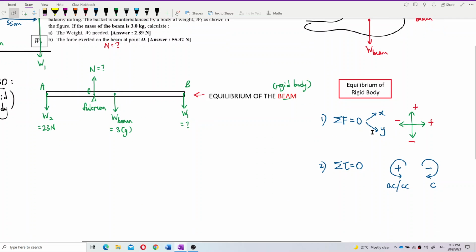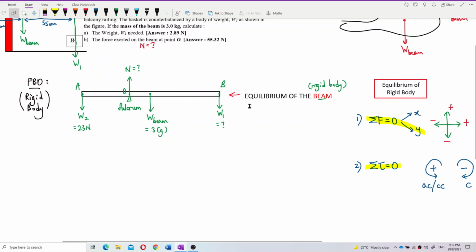So for this case, to find the weight one and the normal force, which one can we use? Does it have any x component? Do you see any x component force here? No x component. It just has y component. So we can use the y component. Another thing is we can use the total torque equal to 0. So we will have two formulas. We have one formula for total Fy equal to 0 and total torque equal to 0.